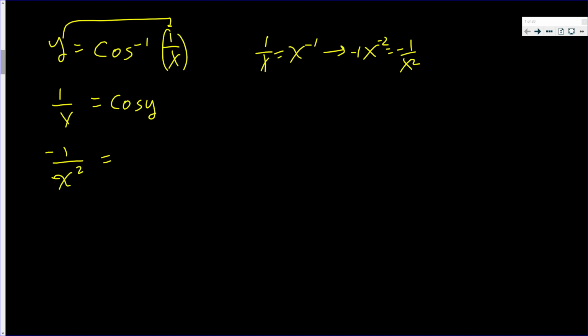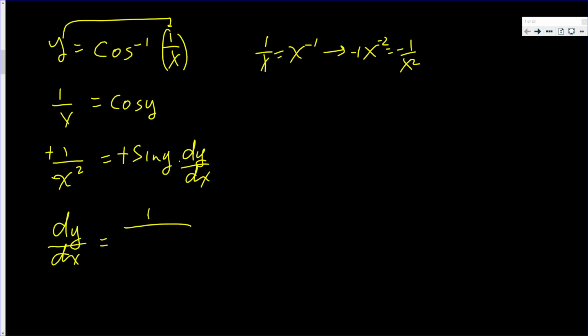And the derivative of cosine of any angle is negative the sine of the angle times the derivative of the angle with respect to x. If two quantities are equal, you can change your signs and they'll still be equal. Okay, so dy dx is nothing more than 1 over x squared times sine y.